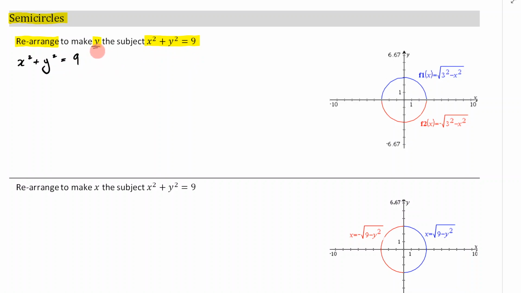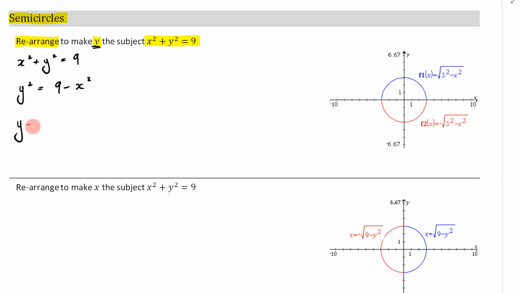Now, if I'm making y the subject, that means I want to get y by itself. So I'm going to subtract x squared to get rid of it from this side. So I'm going to subtract x squared from both sides. That's going to leave me with y squared is equal to 9 minus x squared. Now I want y by itself, so I need to get rid of this square. So that means I'm going to square root both sides.